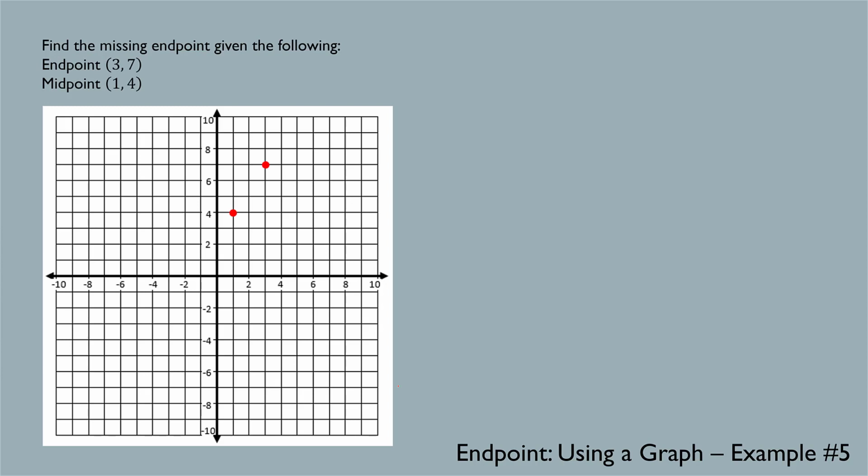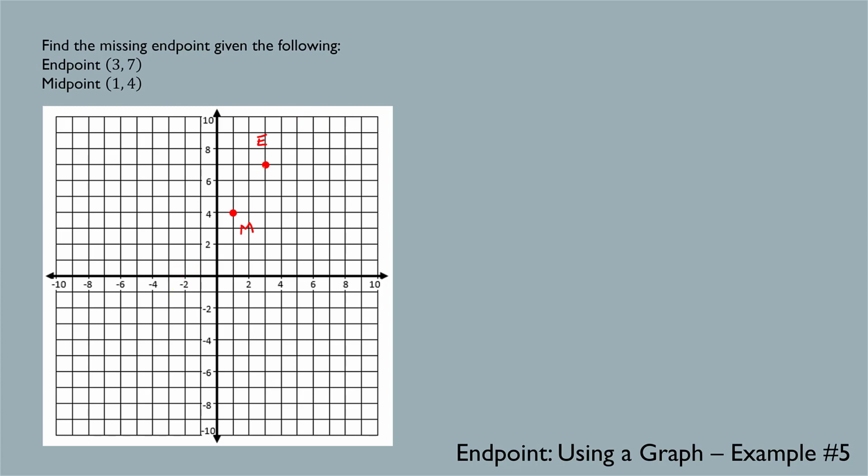Now we're going to switch. Instead of finding a midpoint, what if I wanted to find an endpoint? So here's the graph, okay? And it says I have an endpoint at 3, 7. So I'm going to label this with an E. And a midpoint at 1, 4. He's going to get the M. Now an endpoint would not make sense to put out here because our midpoint is not between those 2 points. The endpoint that's missing needs to be somewhere out here.